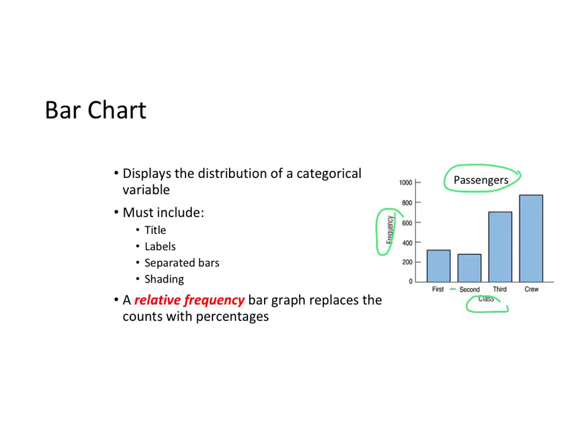Space in between the bars. Our bars are nice and shaded. Notice we have category labels, and we also have a consistent vertical scale. If I choose to go by 200s, I have to continue to do so. If I ever see this word relative, that signals my mind that instead of counts, we use percentages.